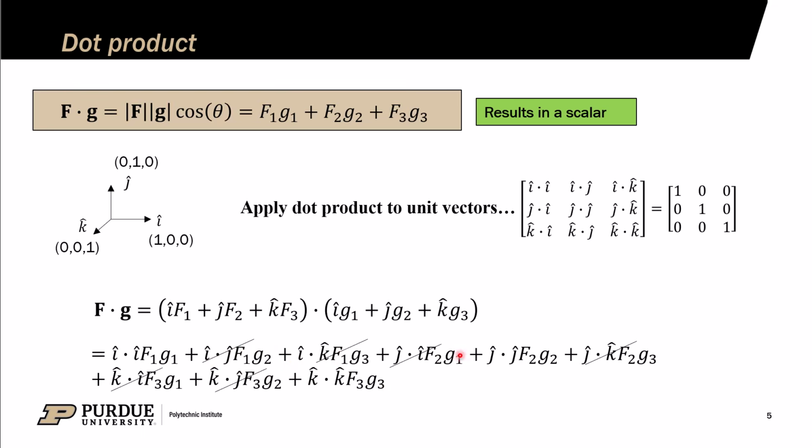And we can cancel out the terms where we've got two different unit vectors. The only surviving terms are the terms where I have the unit vectors dotted with themselves. Of course, the result of that dot product is a scalar value. Each one is 1. So I dot I is 1, J dot J is 1, K dot K is 1. And we end up with the component form of our definition, F1G1, F2G2, F3G3.